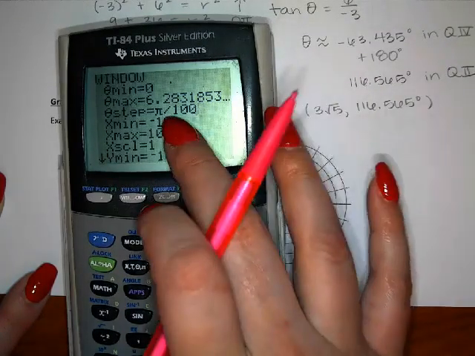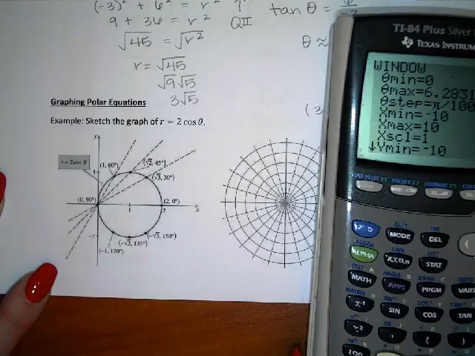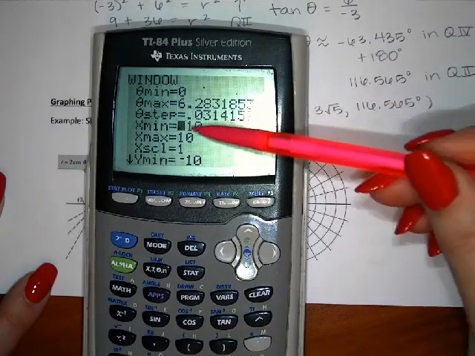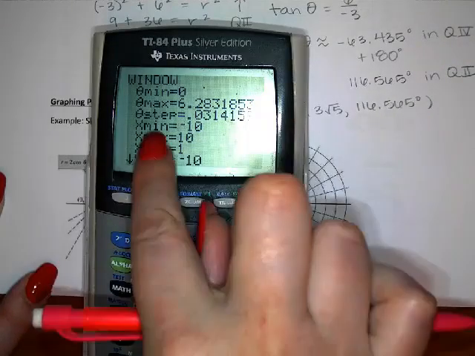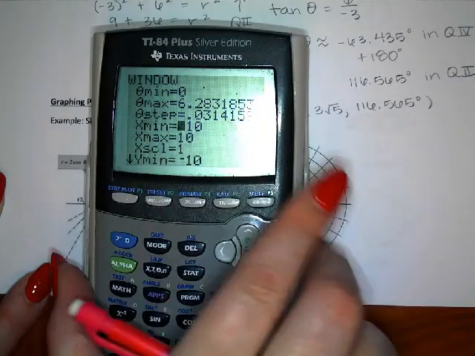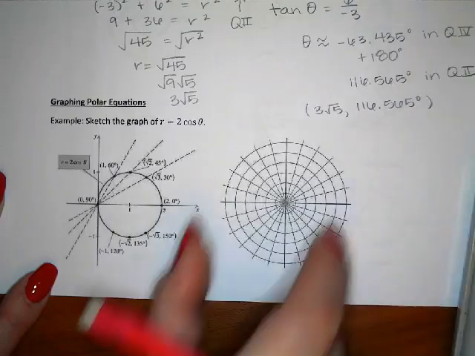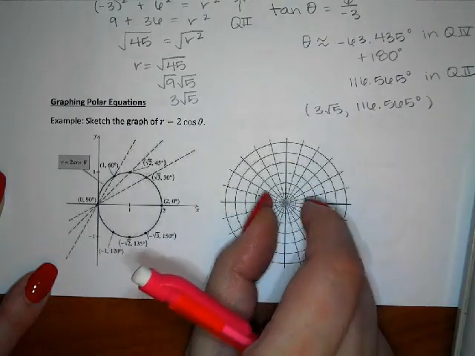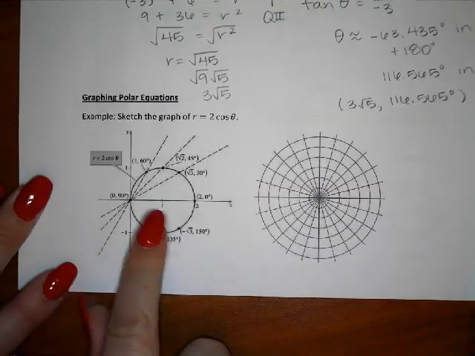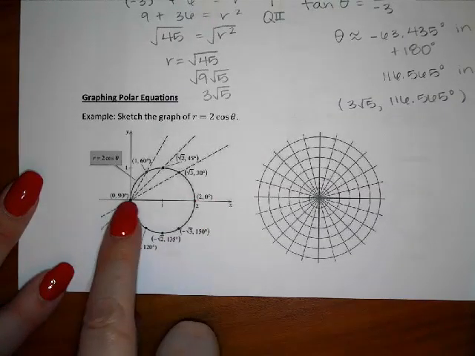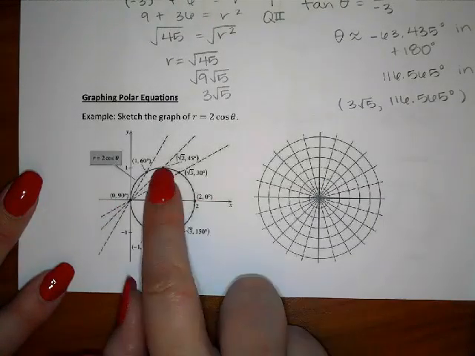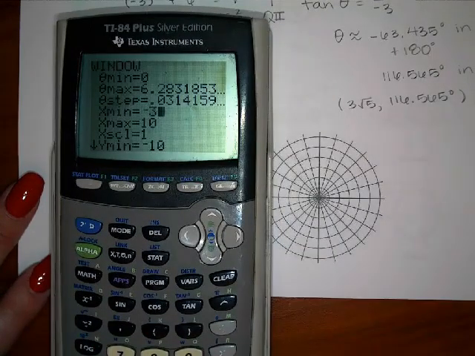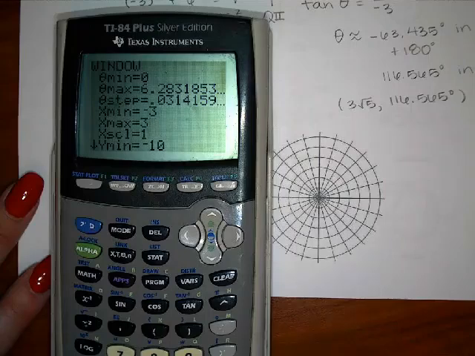So we've got that. For x min and x max, we know we're not graphing in terms of x and y, but this is just for the calculator: how far to the left and right, how far up and down do you want your little pieces of radius to be. Based on this, I can see that it goes to 2. I can see this goes up to root 2 and down to root 2. So I just decided to do -3 and 3: left 3, right 3, down 3, up 3. That's what I'm going to do.